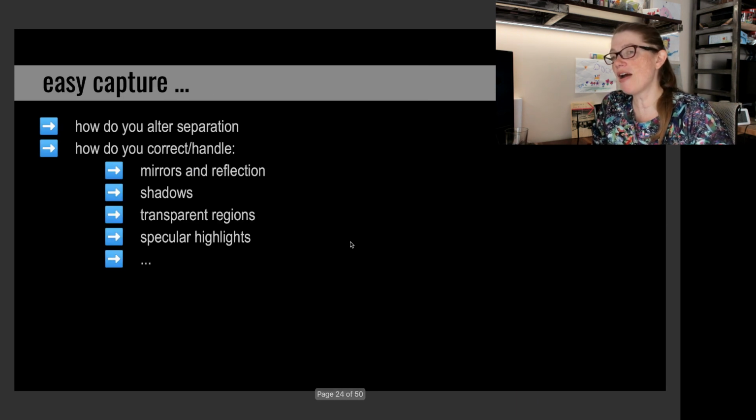Okay, so we've talked about how to do native 3D capture, that is capture with actual physical cameras. And we've talked about some of the difficulties that you can have with capturing natively. How do you fix it?